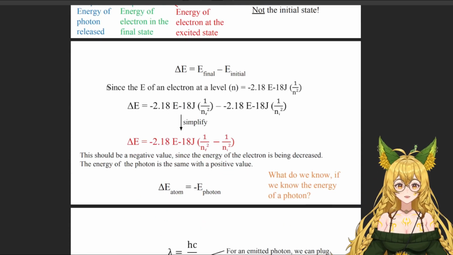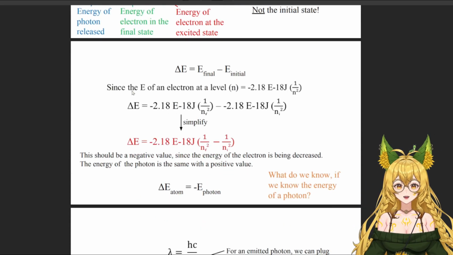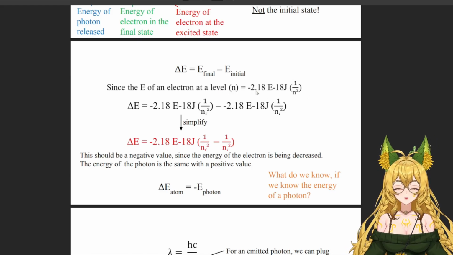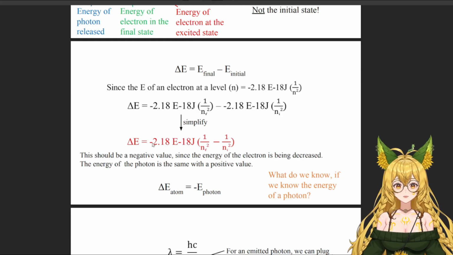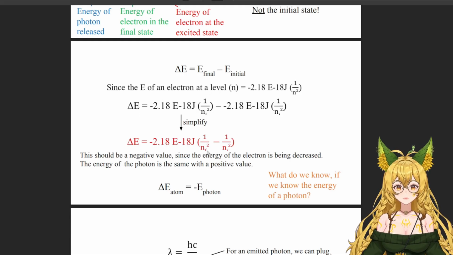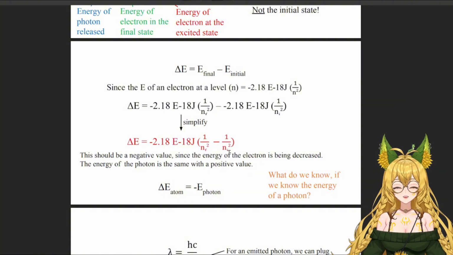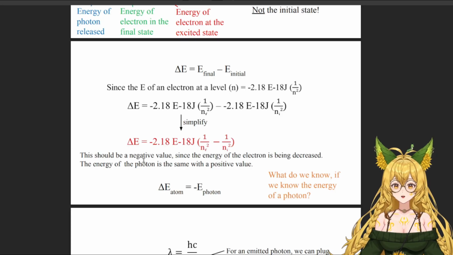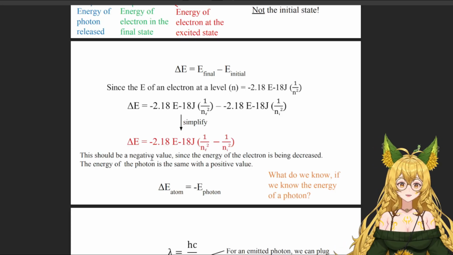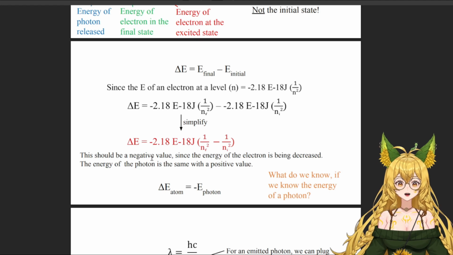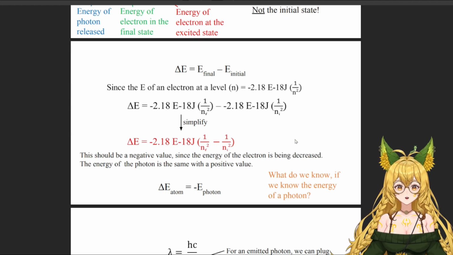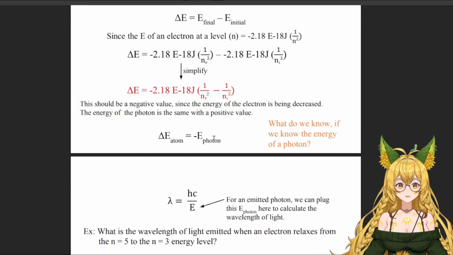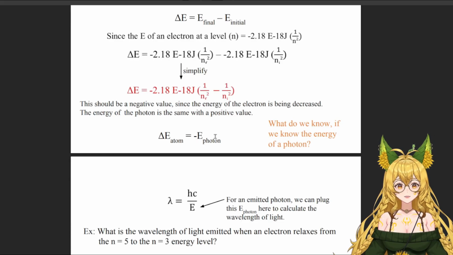So right here, since the energy of an electron at a level n is this, right, which we calculated from before, the change in energy is going to be this: 1 over nf squared minus 1 over ni squared, or minus the initial. That's an i and an f right there. This should be a negative value since the energy of the electron is being decreased. The energy of a photon is the same with a positive value. So the energy of an atom equals the negative energy of a photon. Remember, a photon is that light that's getting released.